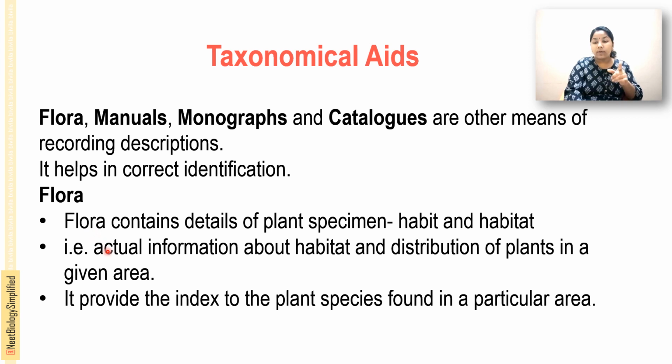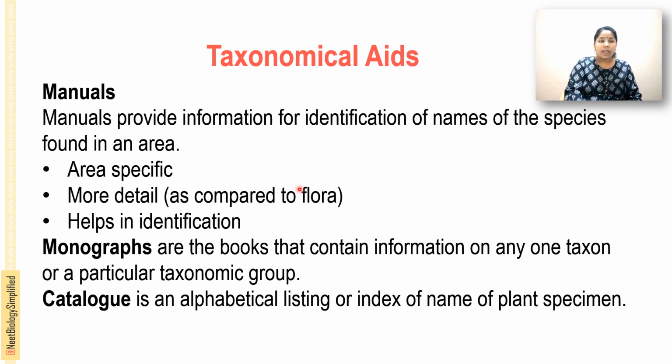Flora gives the actual information regarding the habitat and distribution of plants in a given area, and it provides the index to the plant species found in a particular area. And the manual provides information for the identification of the names for the specimen. Manuals usually provide the information for the identification of the names.